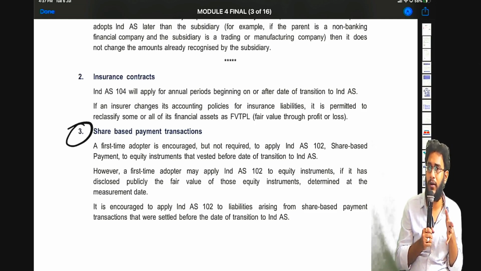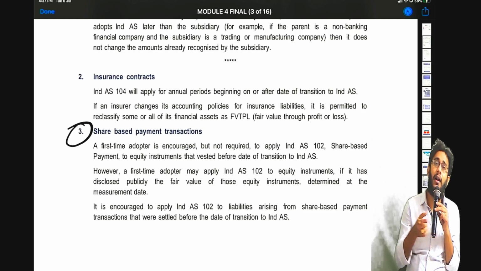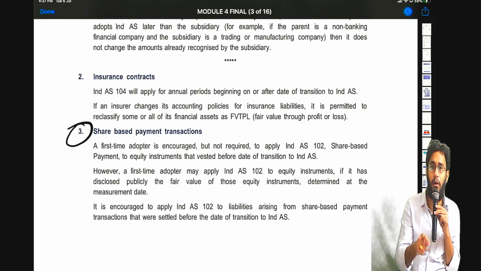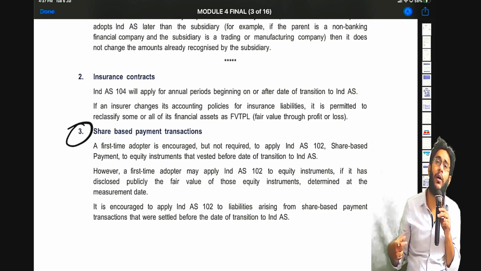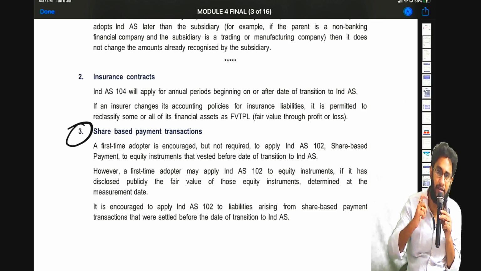The general rule is that we have to apply it retrospectively. Retrospective effect means what in this case? Had I applied fair value accounting from the very beginning, what amount would have appeared against the SBP reserve today? That amount should be there. So definitely there will be a measurement difference right now. That is the original principle.